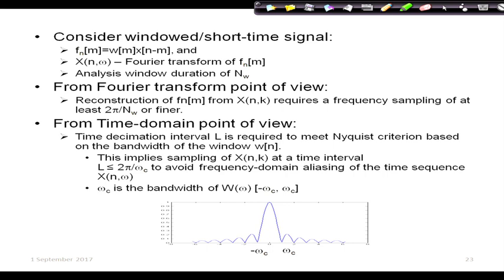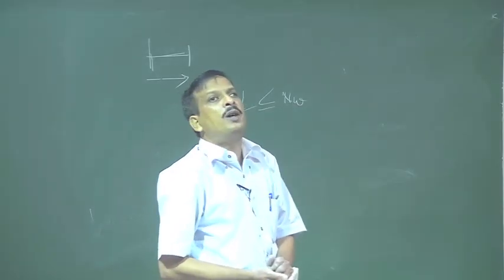So, considering the windowed short time signal, f n omega is equal to w n times x n, and X of n omega is the Fourier transform of x n, with analysis window NW. From the Fourier transform point of view, reconstruction of f n omega, f n m from X n k requires frequency sampling of at least 2 pi by NW. So the length of the DFT, which defines 2 pi by n, must be at least 2 pi by NW. And from the time domain viewpoint, the decimation factor L required to meet the Nyquist criterion means that, with omega c the cutoff frequency or bandwidth, L must be less than or equal to 2 pi by omega c.